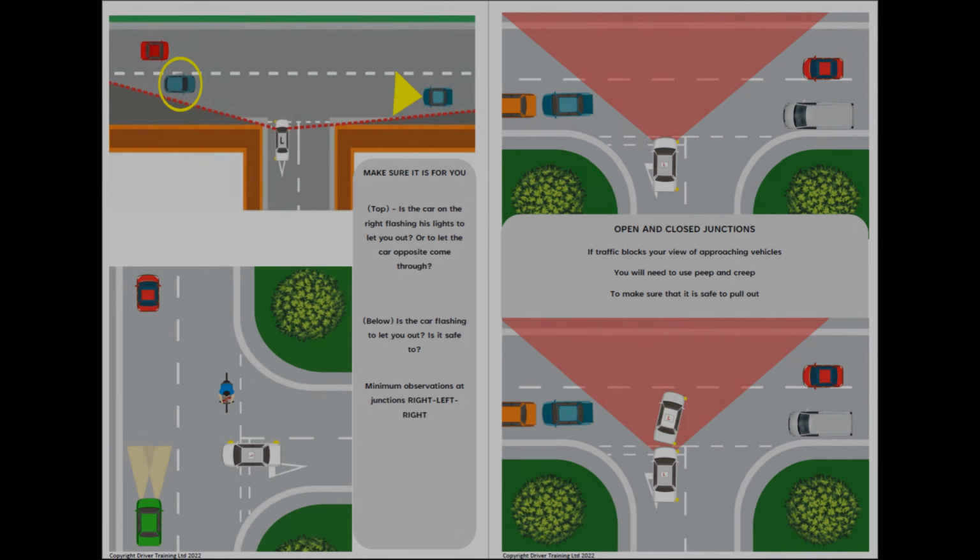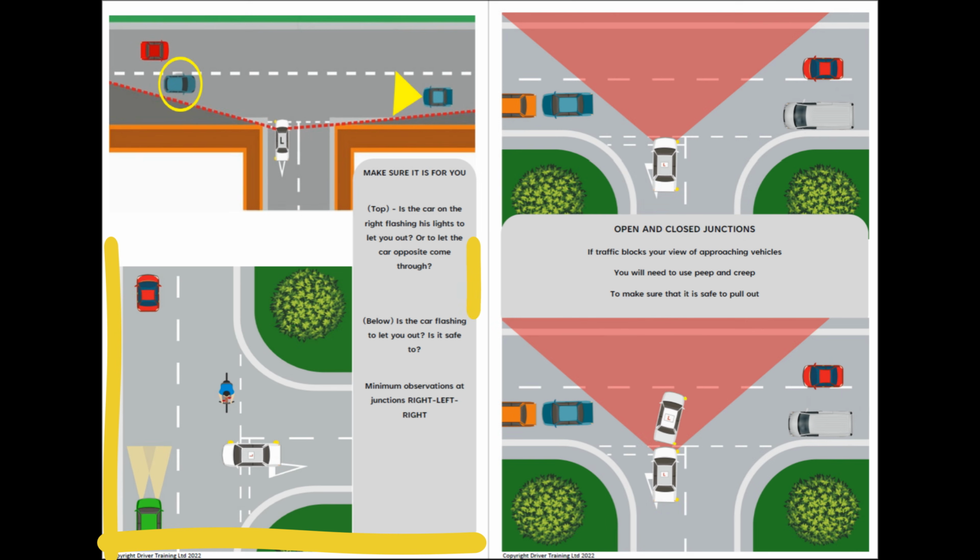In our bottom picture, we can see that the car may be flashing the red car that's pulled out in front of him. Perhaps he's annoyed. Perhaps the green car is flashing the cyclist because he knows him. But again, the danger for your learners is they just see the car flash, presume it's for them, and then try and pull out.